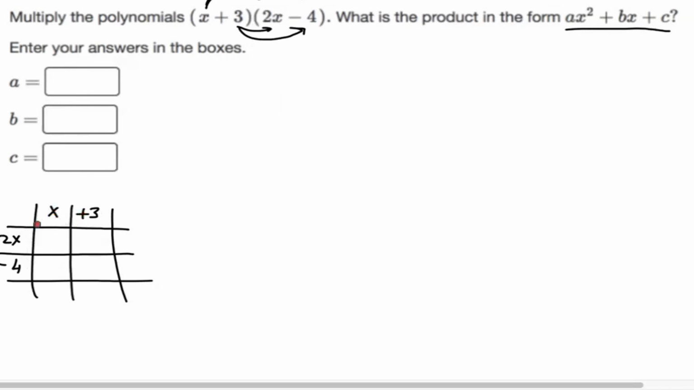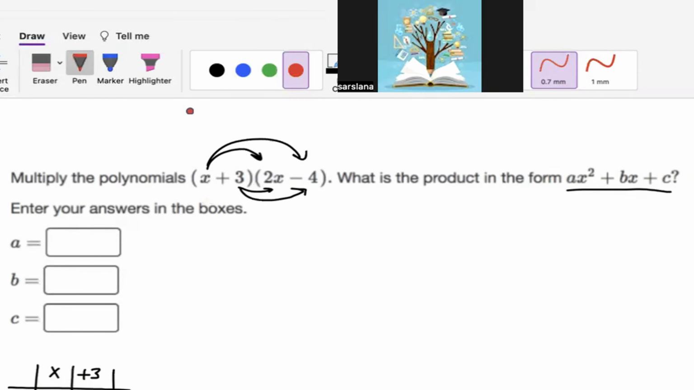Let me use a different color. x times 2x, which is 2x squared. 2x times 3, which is 6x. x times negative 4, which is negative 4x. 3 times negative 4, in this bucket we can write negative 12. And in this red color, everything we can combine. 2x squared, 6x and negative 4x is plus 2x, and then negative 12. You can do it this way, or we can distribute it here.